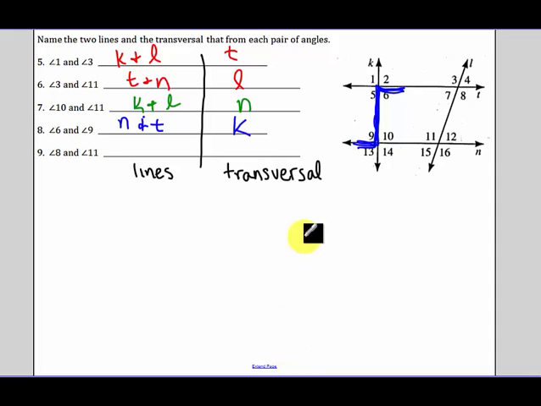Lastly, 8 and 11. Let me erase. 8. Okay, so angle 8 is there. 11 is there. That angle and that angle, I've traced over L twice, so that's my transversal. The other two lines that make up our angles are T and N.